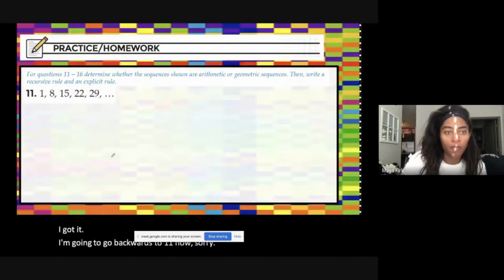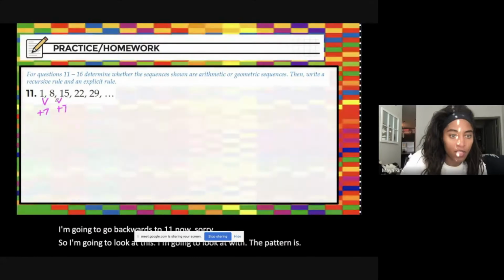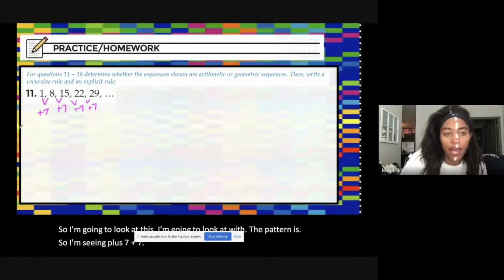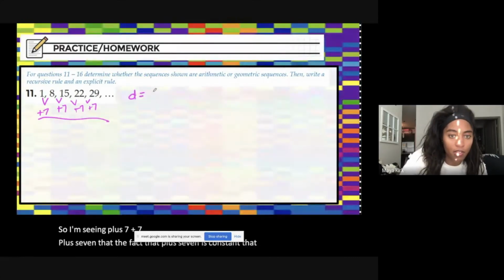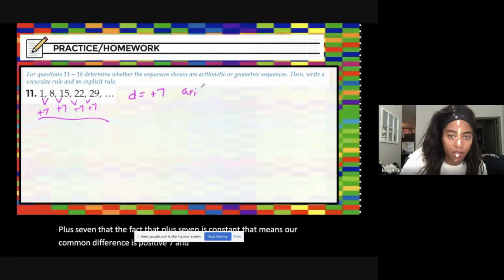Okay, so I'm going to look at this. I'm going to look at what the pattern is. So I'm seeing plus 7, plus 7, plus 7. The fact that plus 7 is constant means our common difference is positive 7, and that makes this arithmetic.